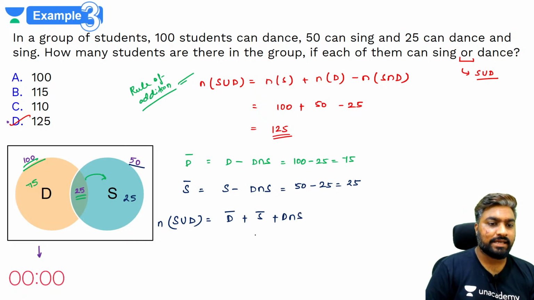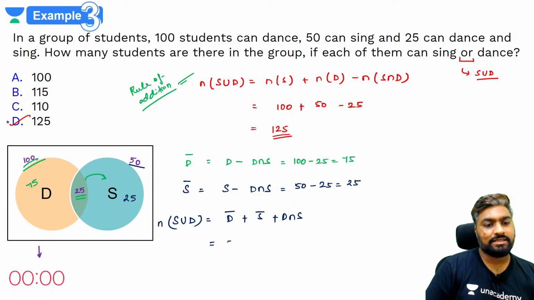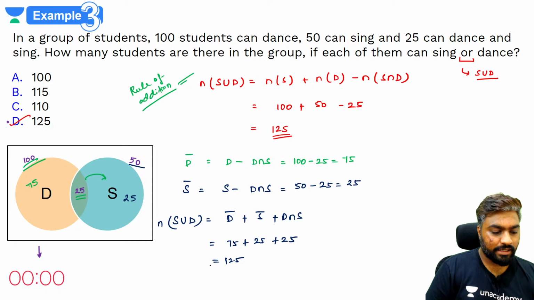Are you able to get this, guys? Alternative way of looking at it. That's it. So only dance 75, only sing 25, intersection 25, which is how much? 125. Clear?